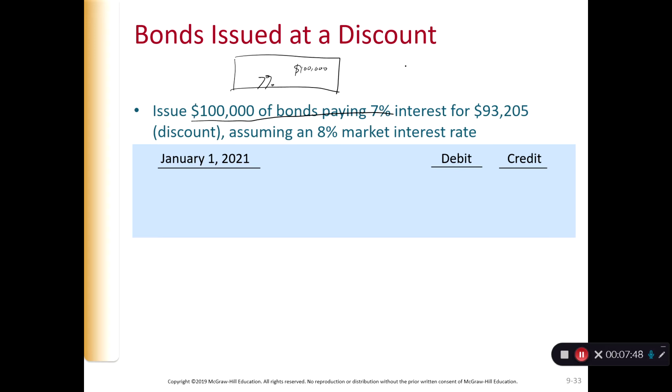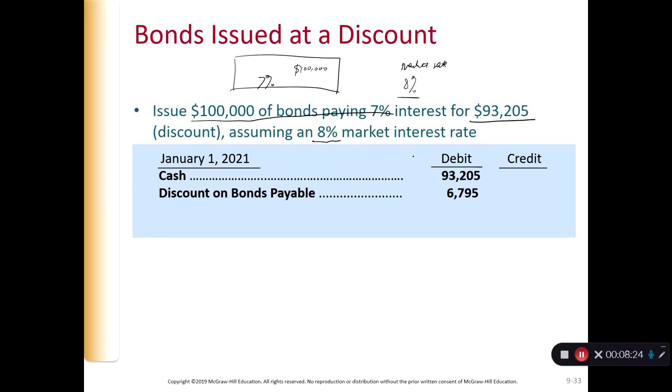And then you know that the market rate for similar risk to what you are promising is actually 8%. In other words, if a company looks like you, usually they will have to offer 8% to satisfy the investors, and that's the market rate. So therefore, you can only get paid $93,205 at the issuance date.